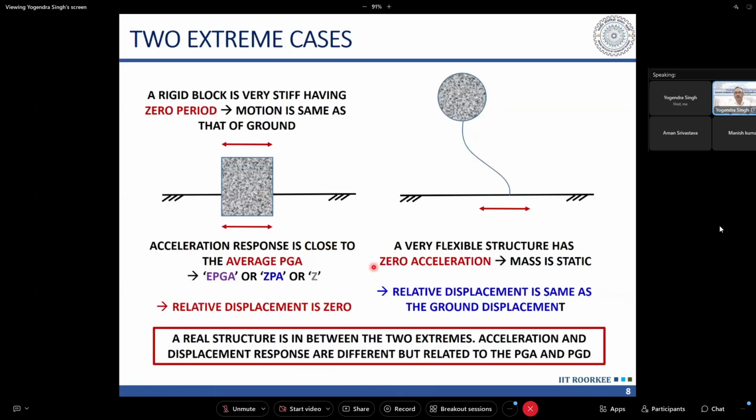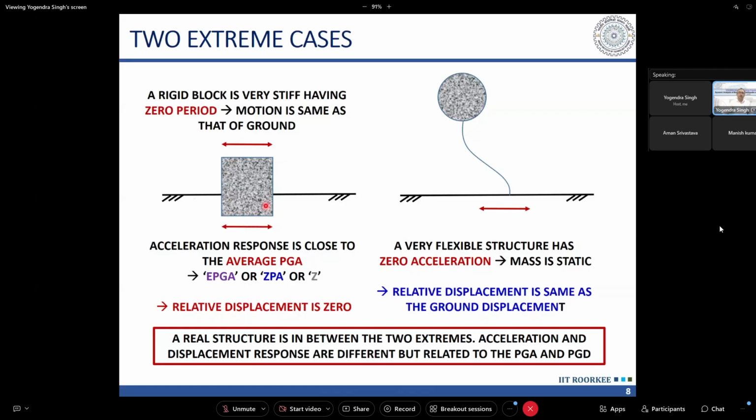Now, two extreme conditions of these periods we can see. In one extreme condition, I have put just a rock block or a block of concrete inside the ground. So this is representing a very rigid structure. Very rigid structure means the stiffness is infinite and the period is 0. It will not be possible to make the period exactly 0. But if I make it quite rigid, let us say its frequency is more than 33 hertz, or the period is less than 1 by 33 second, that we can consider as rigid.